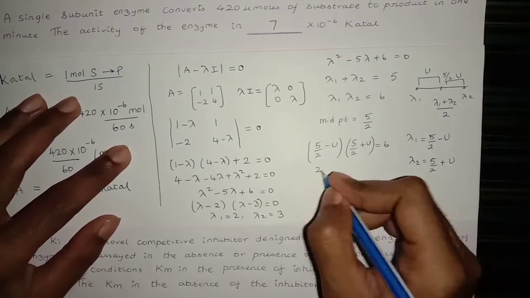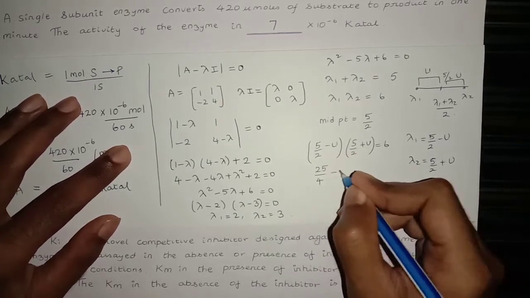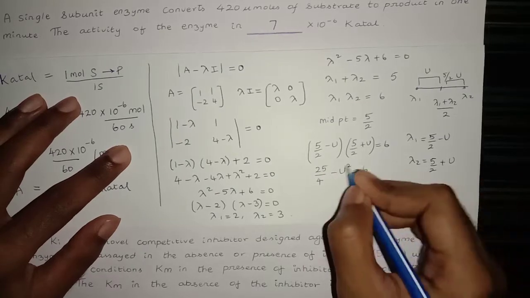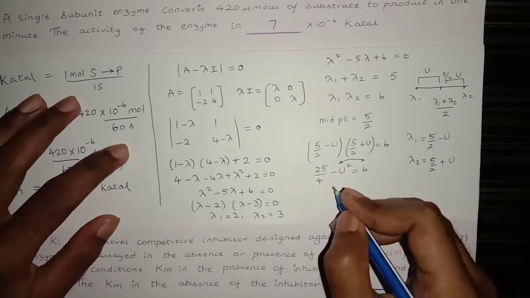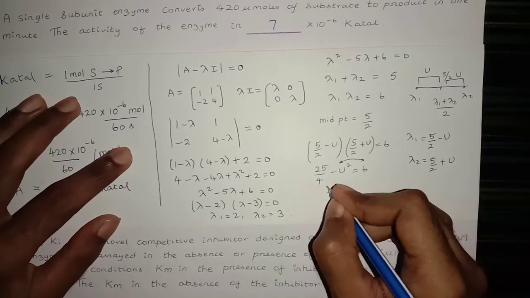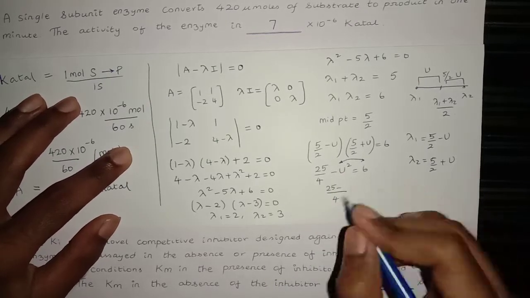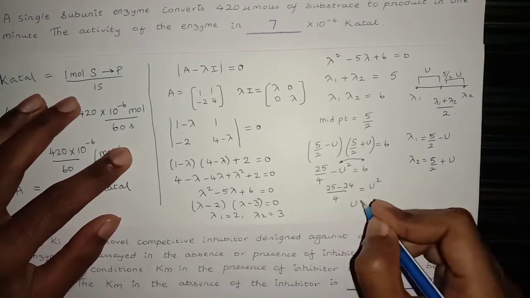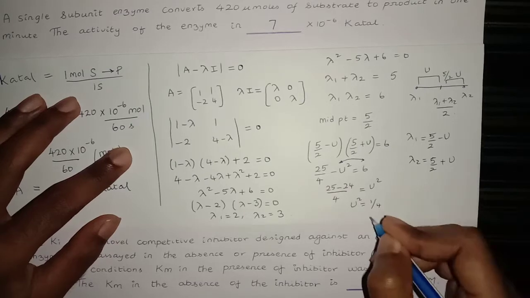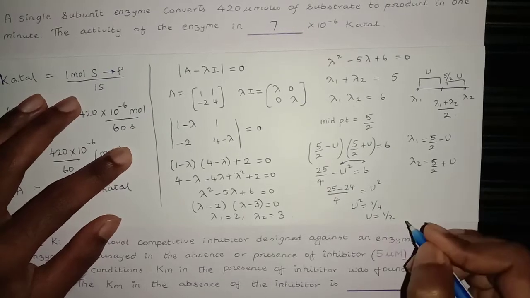Therefore, a square is 25 by 4 minus u square is equal to 6. Let's move u to the other side and 6 to this side, and we take the LCM 4. 25 minus 6 fours are 24, which is equal to u square. Therefore u square is equal to 1 over 4, u is equal to 1 by 2.